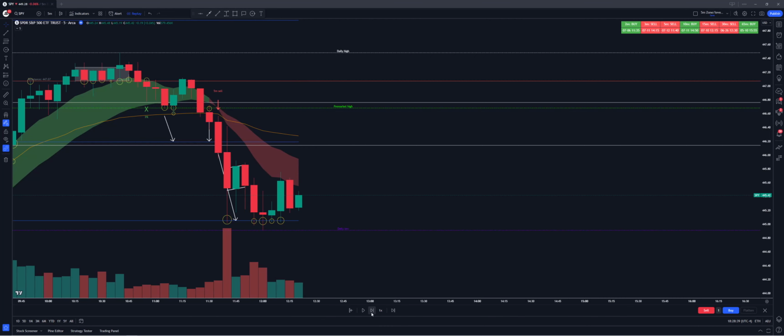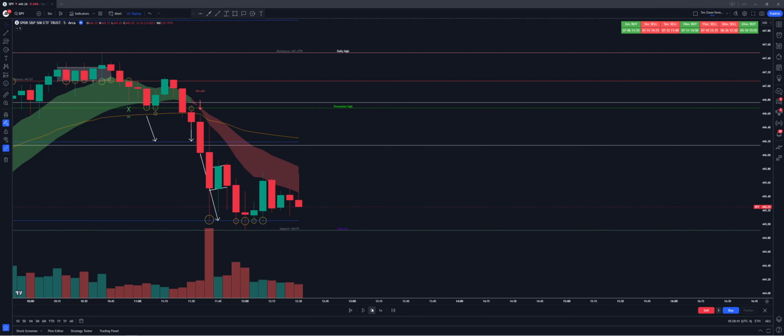Nothing really worth trading for me here. So you can see we get the support 444.91 that is auto-generated with that label. So I'm going to mark that and keep that for the rest of the day.